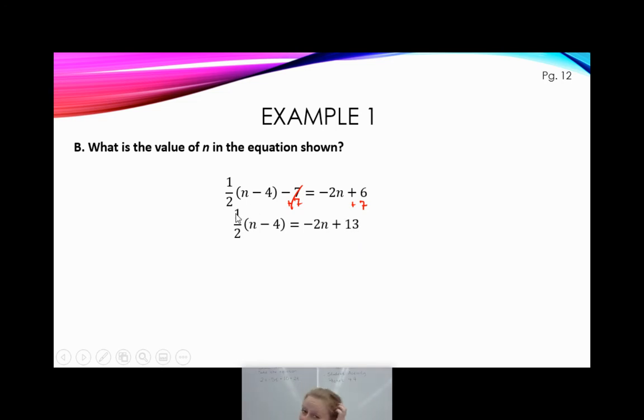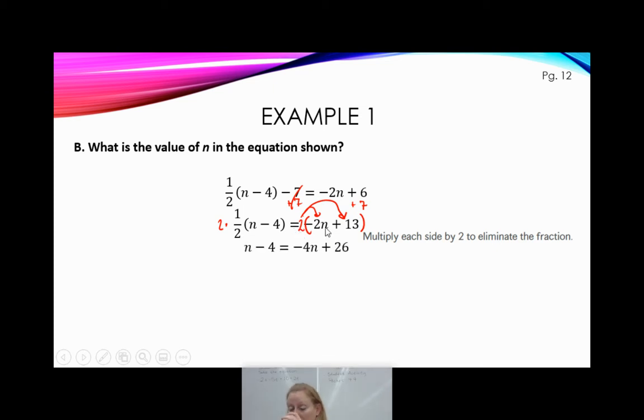I hate that 1/2, but I can undo a 1/2 by multiplying by 2, right? That would undo it. So I'm going to multiply each side by 2, to make these go away. But I'm also going to multiply this by 2, which does mean I have to distribute here, and that's okay. So these 2's cancel out, which is why we did it. So I have n minus 4. And then 2 times a negative 2n is negative 4n. 2 times 13 is 26.